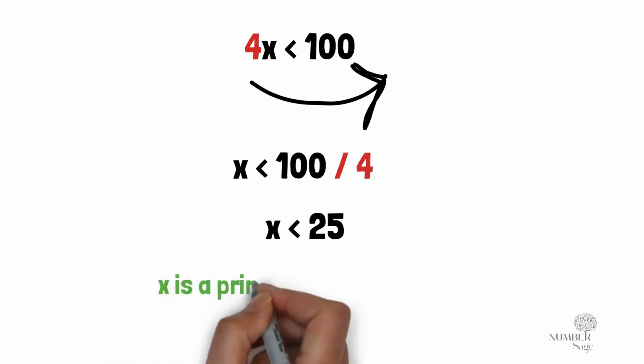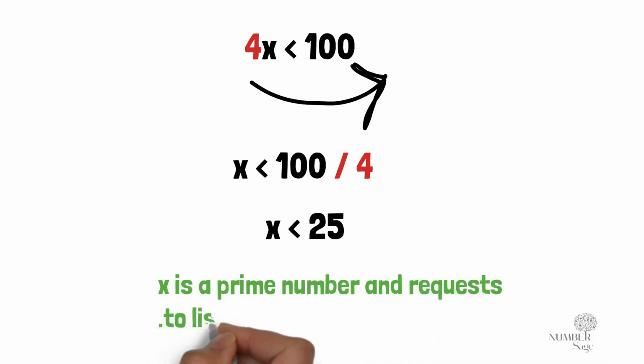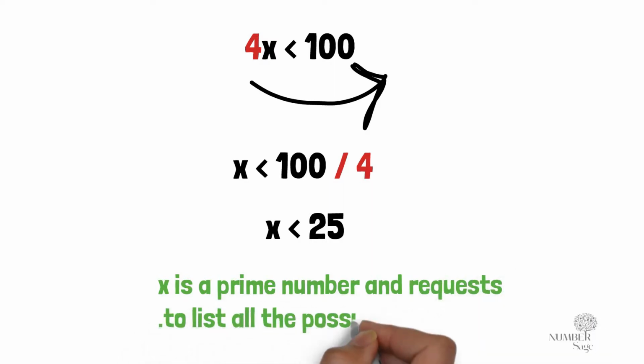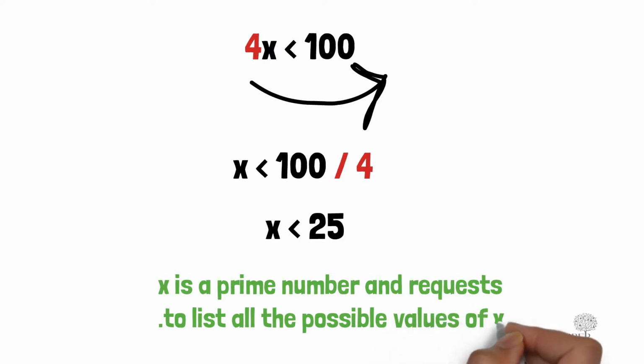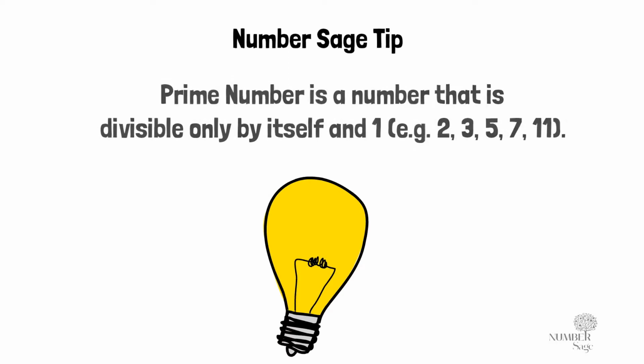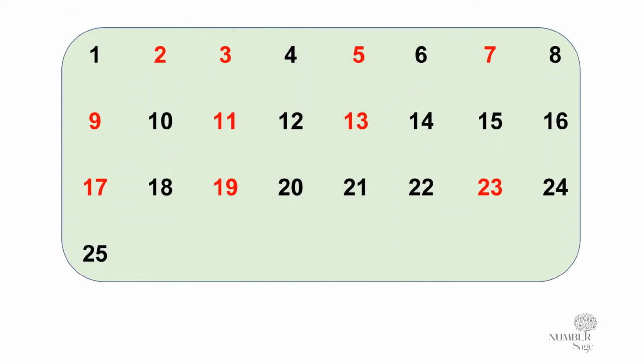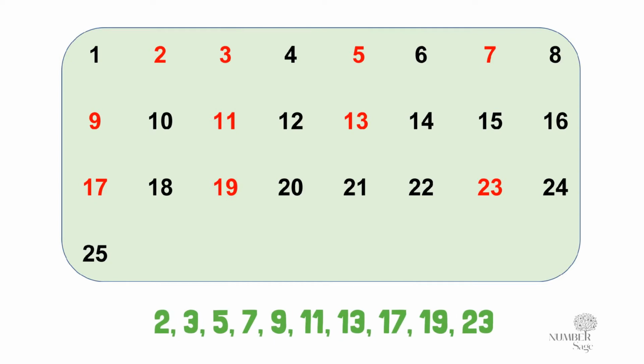Since the question states that x is a prime number and requests to list all the possible values of x, in this case, since x is less than 25, we can list down all prime numbers from 0 till 25. In this case, the answer for this question would be 2, 3, 5, 7, 9, 11, 13, 17, 19, 23.